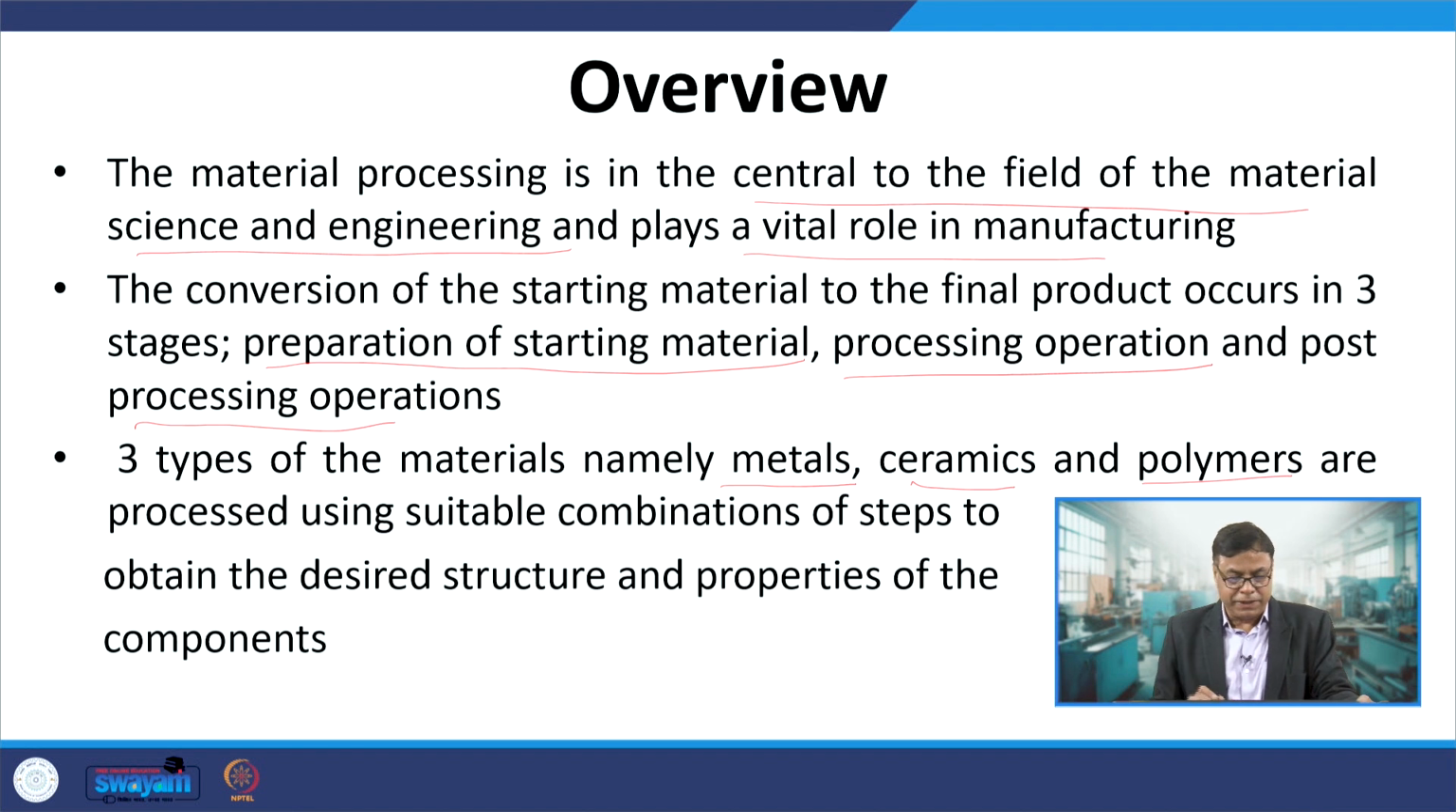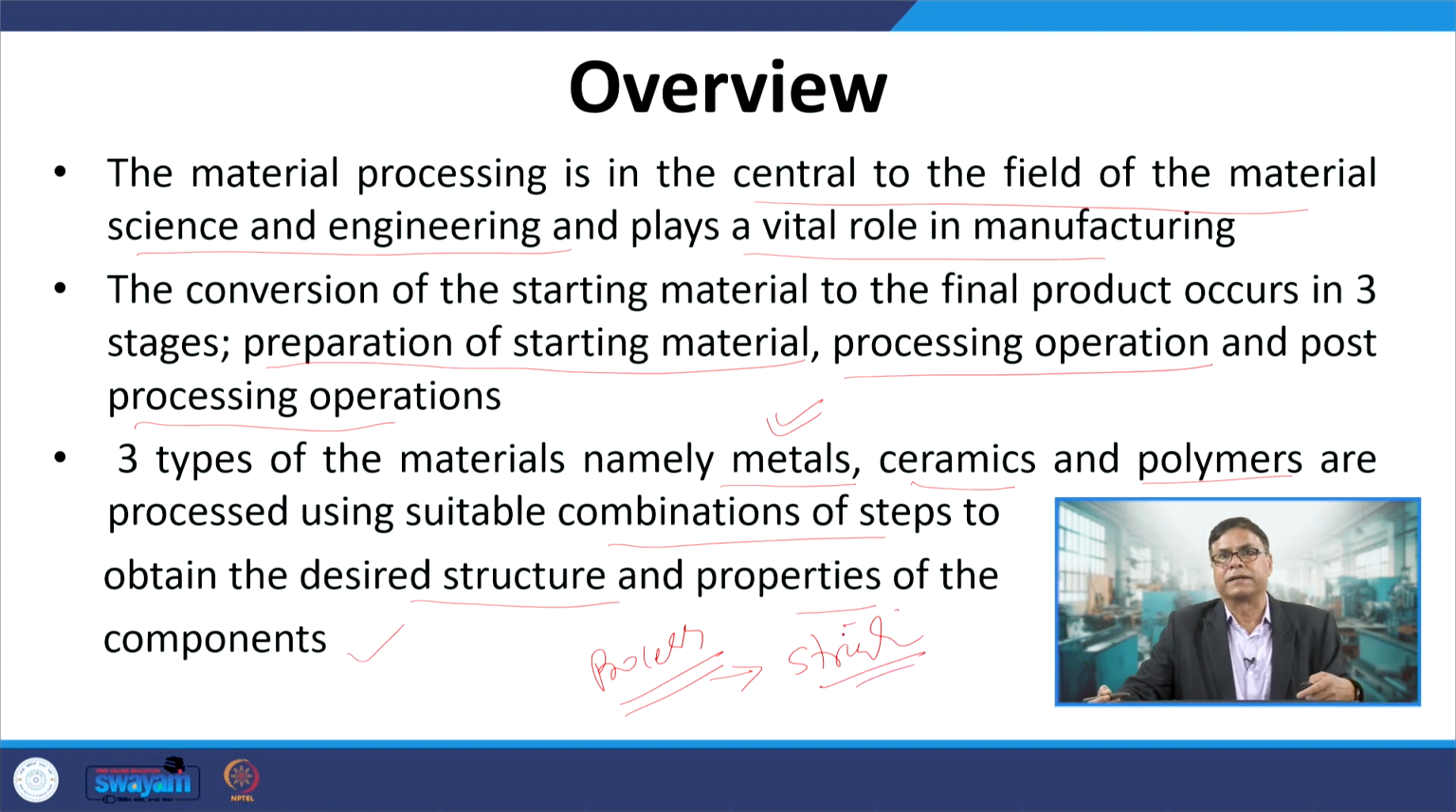Okay, and these materials are processed using suitable combinations of steps to obtain the desired structure and properties of the component. So, depending upon the type of material which is being processed, whether it is metal, ceramic or polymer, we choose a suitable kind of process, or combination of processes, so that the desired structure is realized to obtain the product of the desired characteristics.